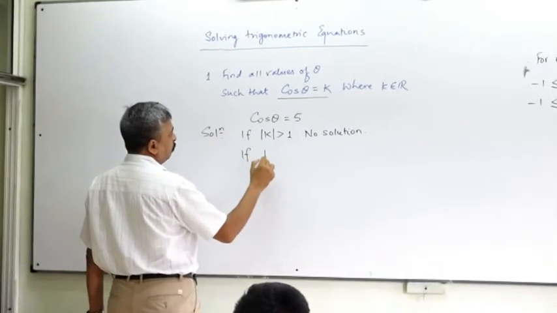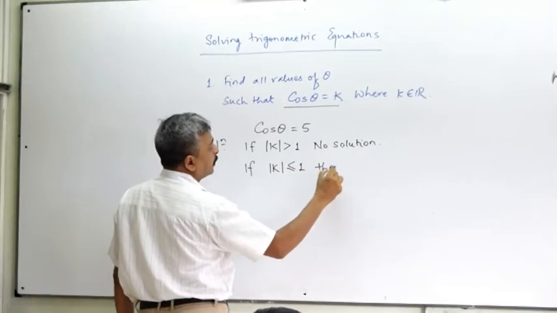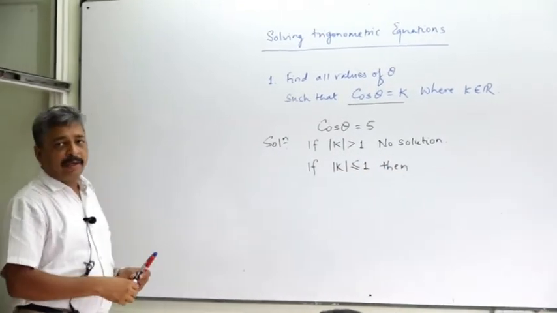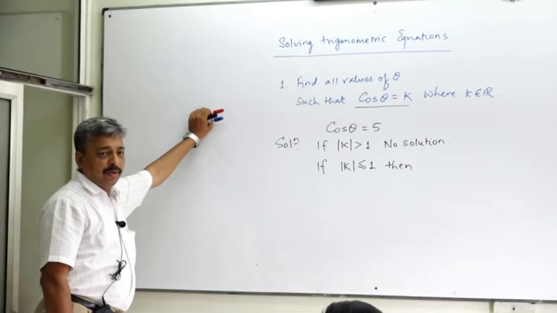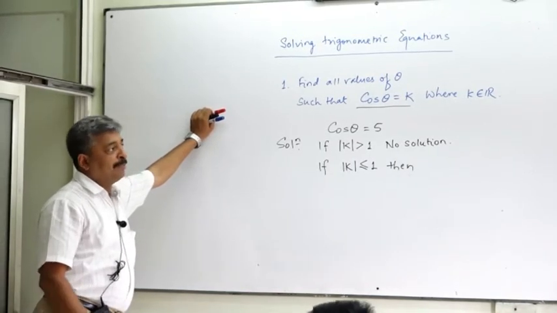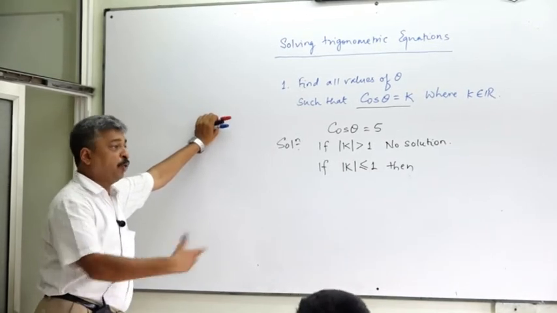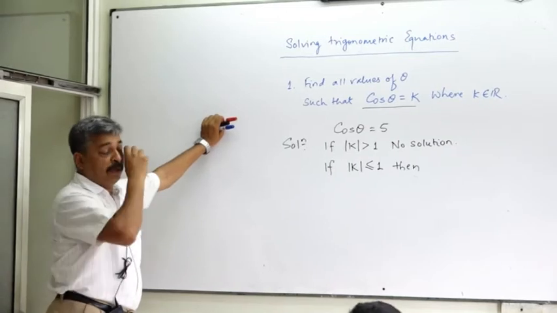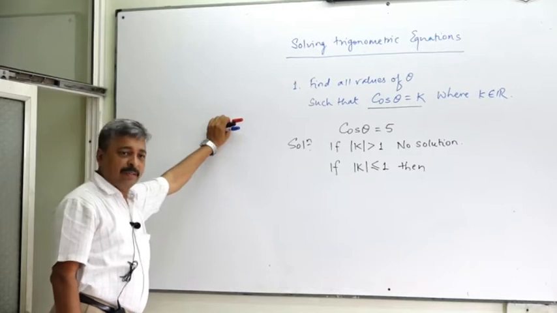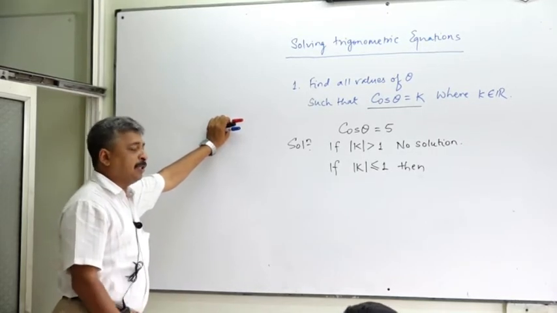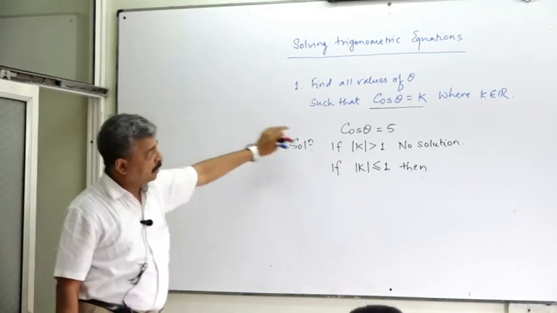If mod k is less than or equal to 1, then we are supposed to solve. So the moment you get a general question like cos theta is equal to k and k is a real number, then for any real number we will not be able to solve this equation. Solution set will be empty. There will not be any values of theta which will satisfy that equation in case k is greater than 1 or less than -1. But in case k is between -1 to 1, we may find out some values of theta for which this equation is satisfied.